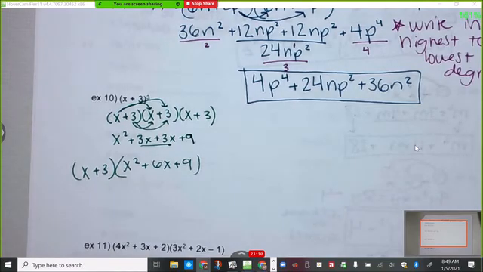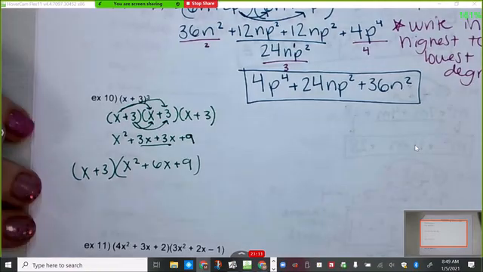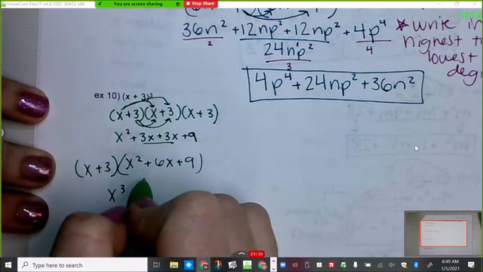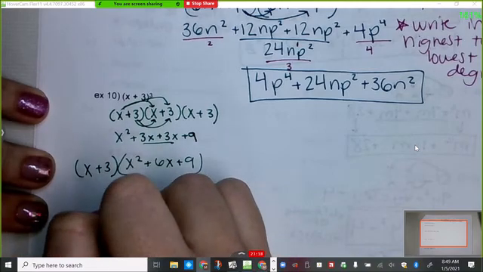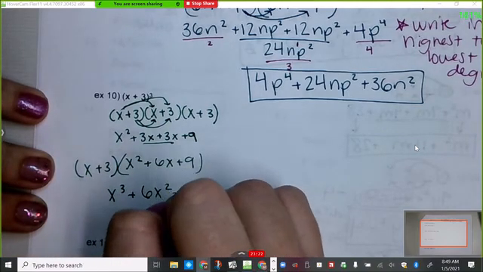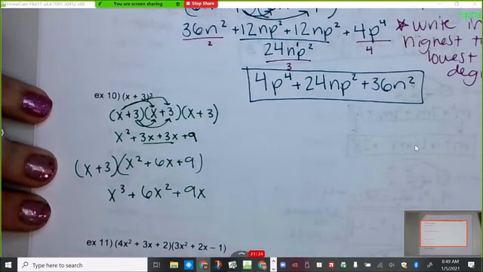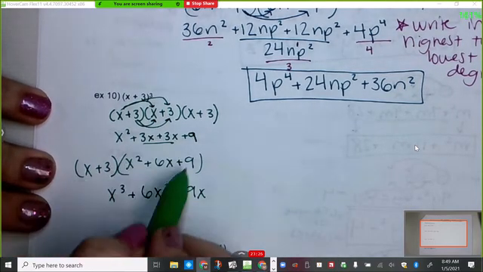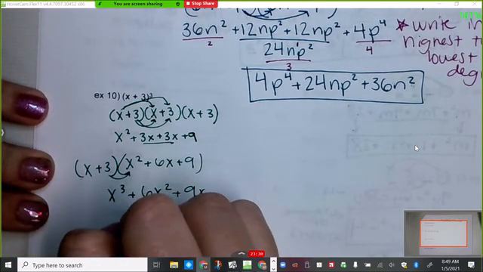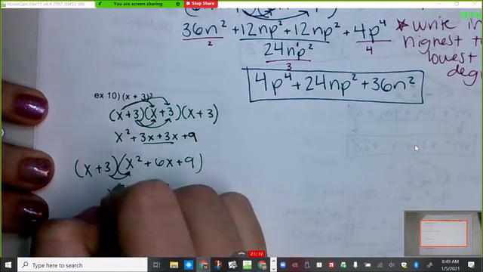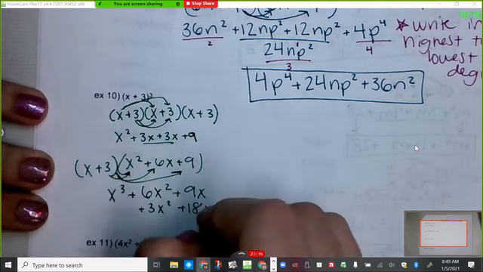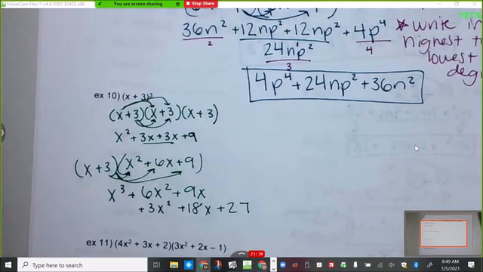Okay, so what do you get? X cubed. Why don't we do it one step at a time? Plus 6x squared. No, you're good. Plus 9x. So that's my first distribution, right? Then my second one should be plus 3x squared plus 18x plus 27. Is that what y'all got the first time you multiplied?